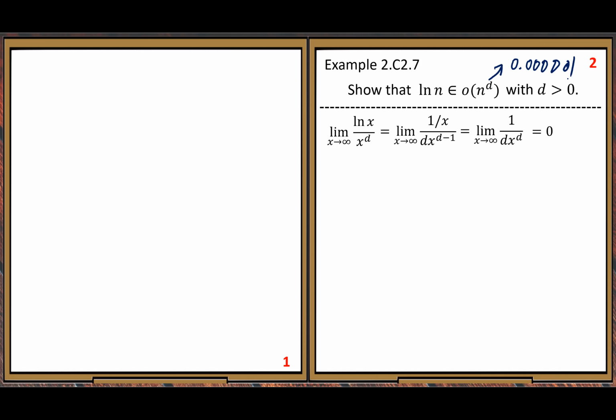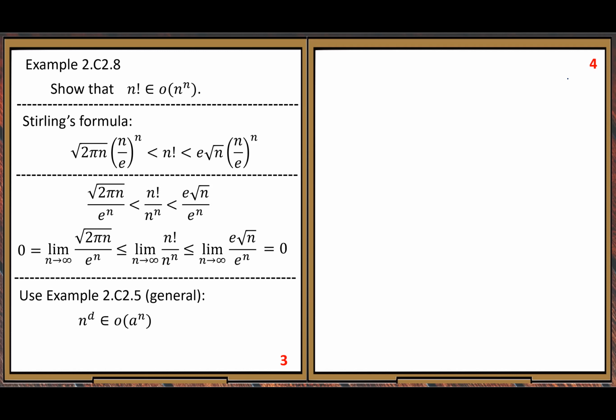Here we use the previous example. N to the d, that d is 1/2. Exponential function, a equals e, little o, that means the limit equals 0. Here, these two limits, we just use that result.